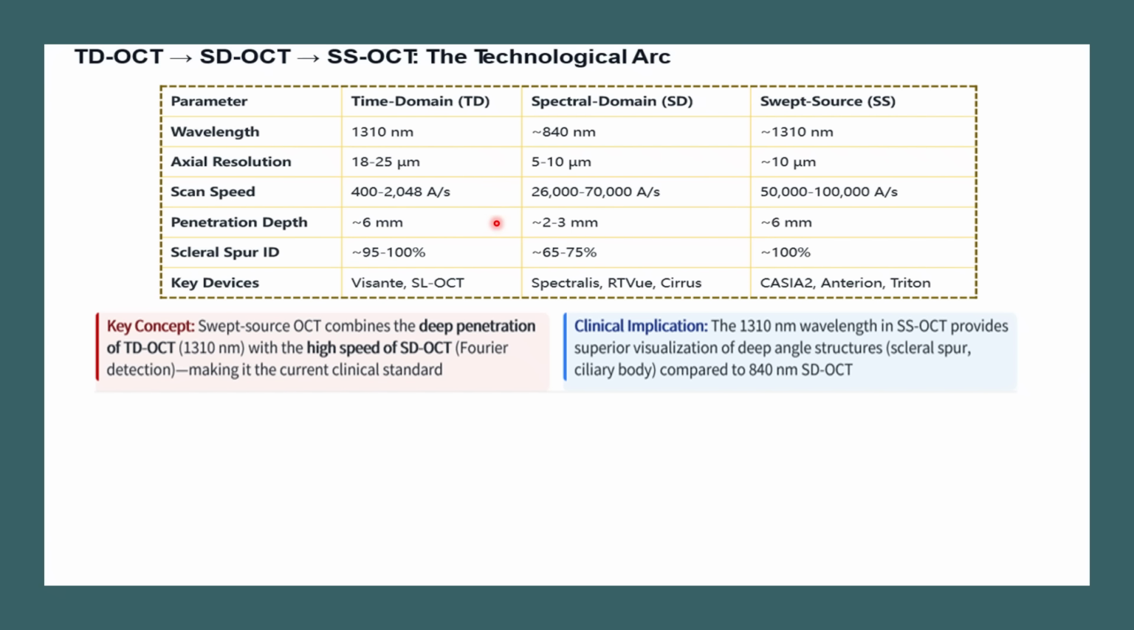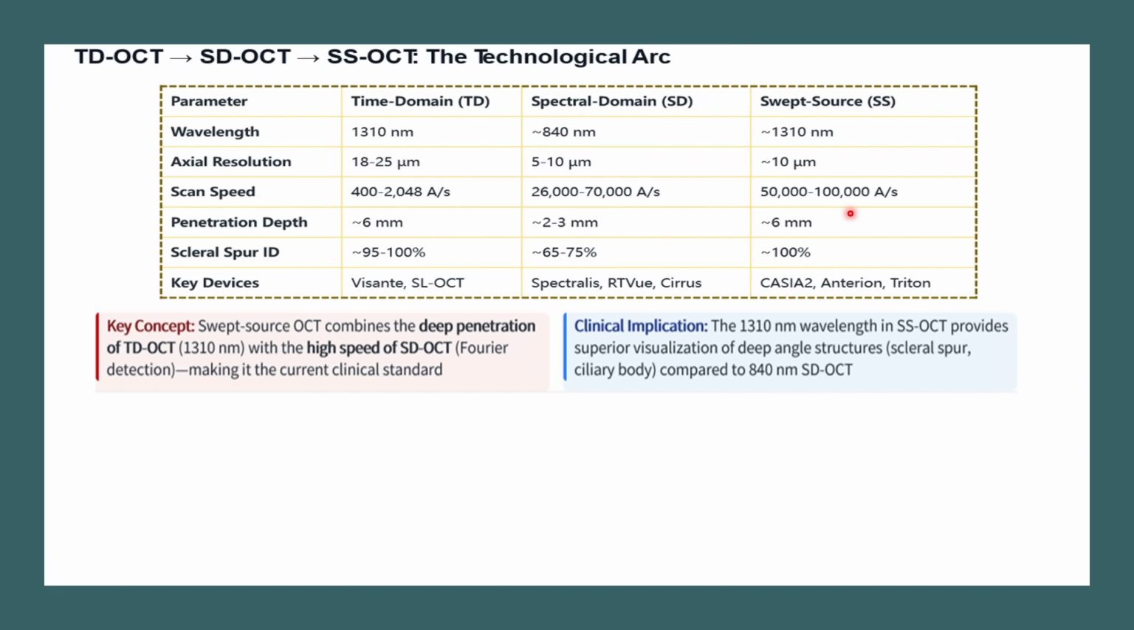Now, the evolution of the speed: you can see that the time domain is very slow, and the spectral domain is high speed, between 26,000 to 70,000 scans per second, and the fastest available OCT so far is the swept source, between 50,000 to 100,000. And now what's the application of this high speed? Number one, the high speed provides you a very meticulous scanning of the retina, regardless of the microsaccades of the eye, even with minor involuntary movement of the patients' eyes.